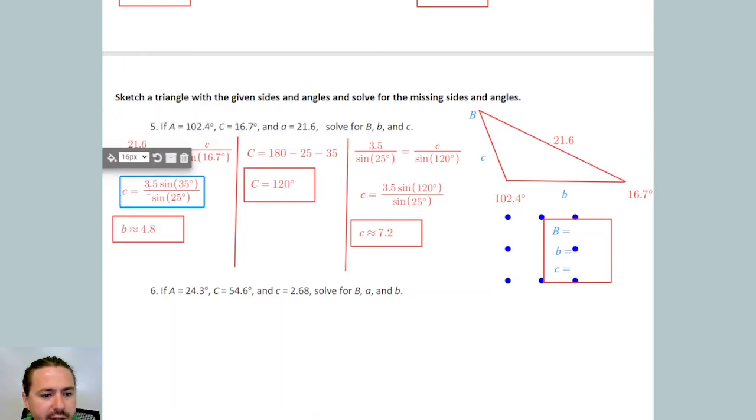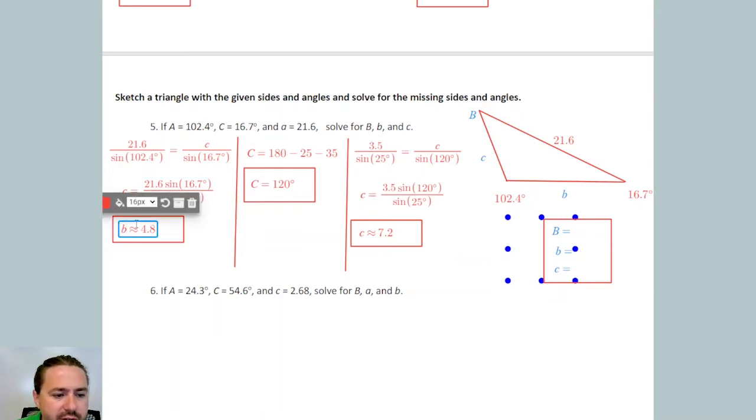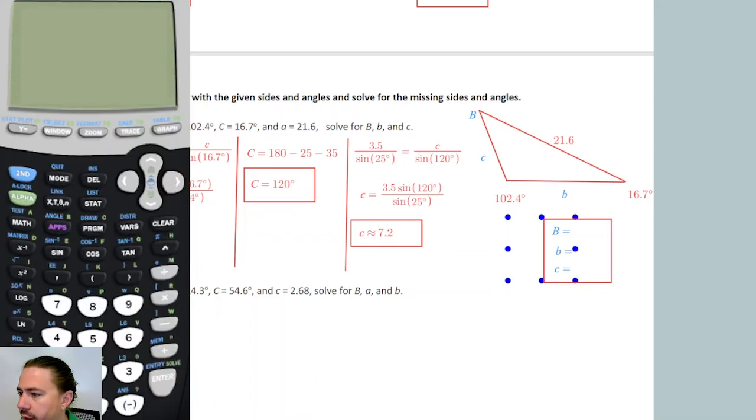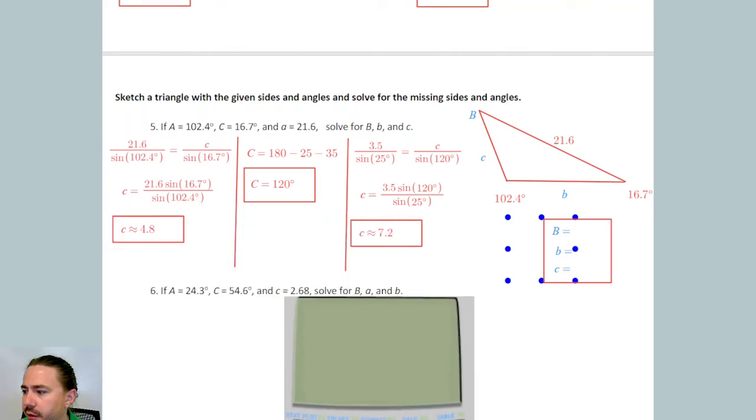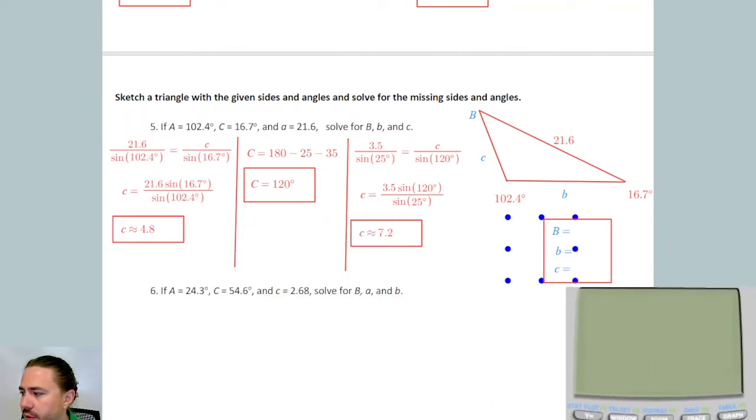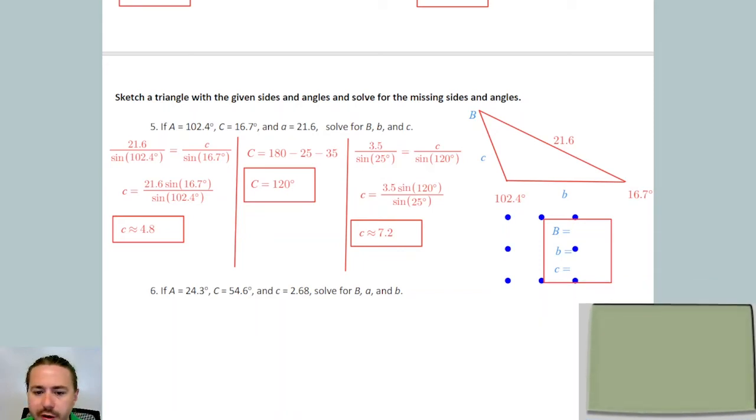So side C is going to equal 21.6 times the sine of 16.7 over the sine of 102.4. So let's see what we get for C here. Break out the handy calculator. I'm going to move this calculator down a bit. You don't really need to see me pressing the buttons, so I'll keep it over here.